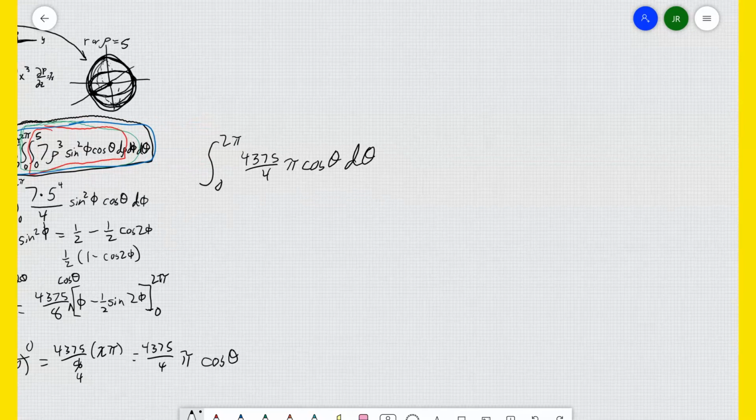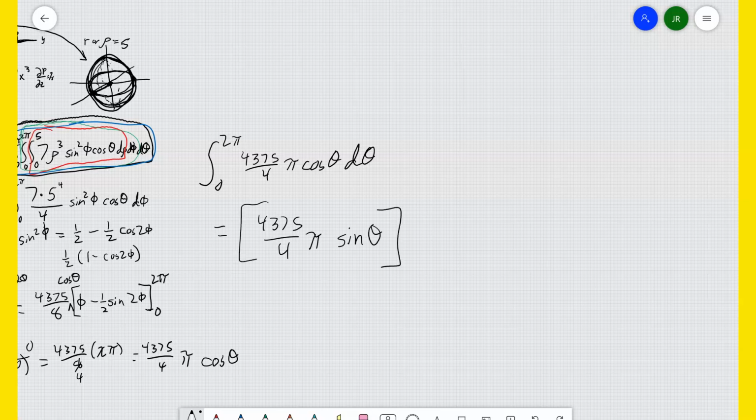All right, no problem there, I don't think. That's going to be 4375 over 4 pi. The integral of cosine is sine, so sine theta from 0 to 2 pi.